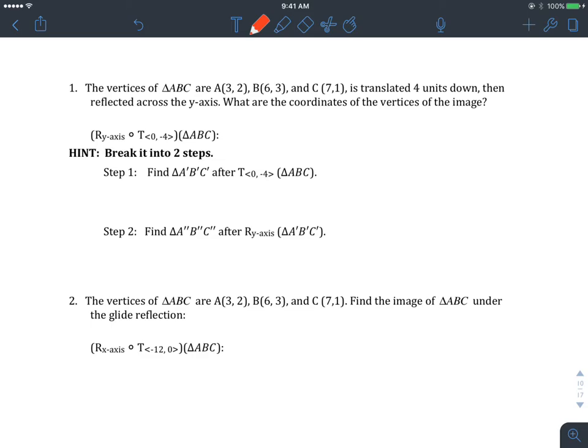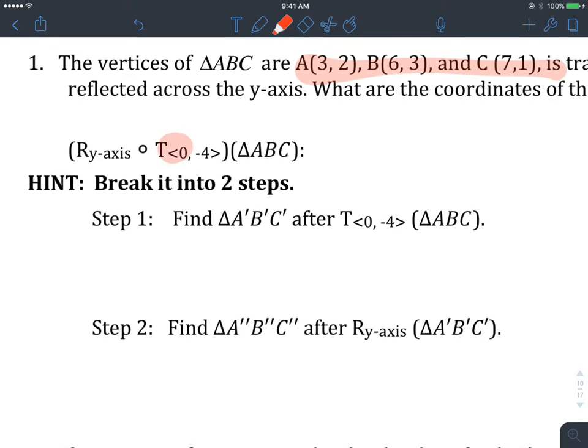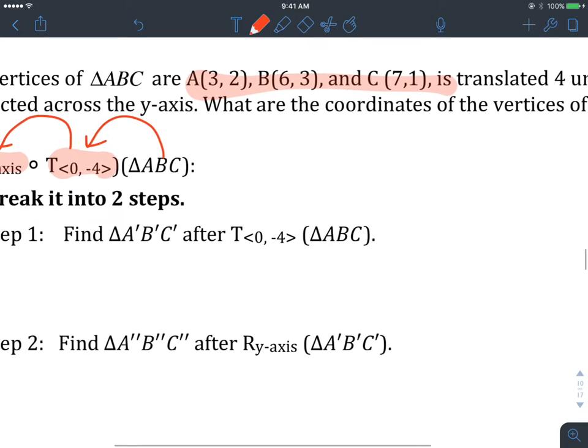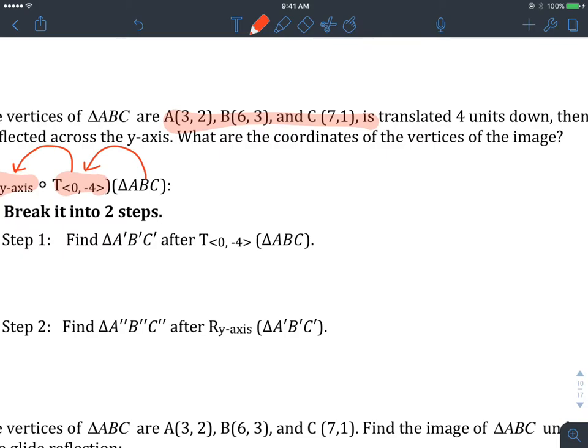So check this out here. We have the vertices of ABC right here. The triangle has vertices (3, 2), (6, 3), (7, 1). It's translated 4 units down, then reflected across the y-axis. Notice the order they do this in: translation first, then after you do your translation, reflect across your y-axis. We're going to figure out what happens with A'B'C' after we do the translation, and actually I think I might have said something wrong, it's down 4, a translation down 4.